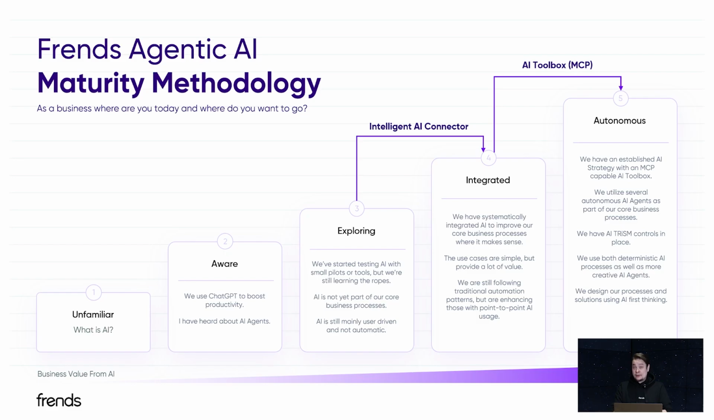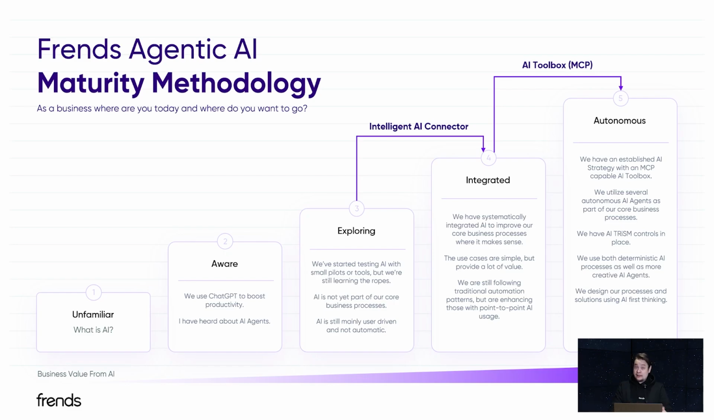where, if in the integrated stage you have implemented AI to be part of your business processes and you have a systematic approach to reaping the benefits around AI, in the fully autonomous stage you then allow AI to take full control of entire business processes from an end-to-end perspective, or certain parts of business processes, and basically flip the script a little bit.